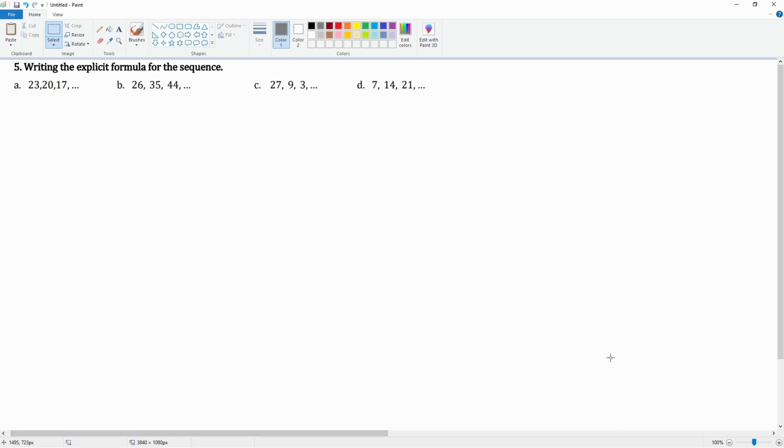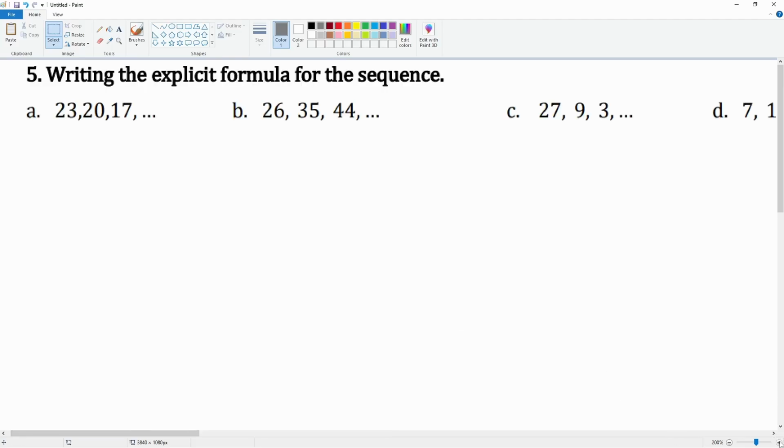Number 5, you're going to write the explicit formula for the sequence here. The explicit formula depends on which one it is, since there's both arithmetic and geometric. So let's do A first. Is it going fast or slow? This looks like it is going pretty slow, so let's check for the common difference. The common difference here is 20 minus 23, so the common difference is -3. So it is arithmetic. Since it is arithmetic, we can write down the explicit formula.